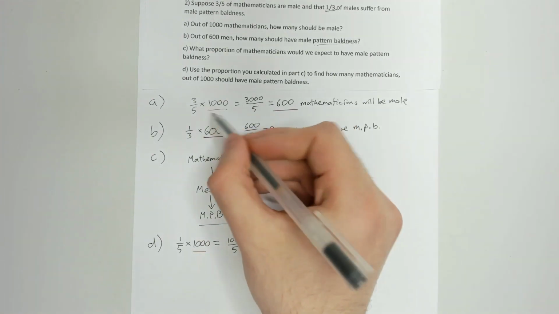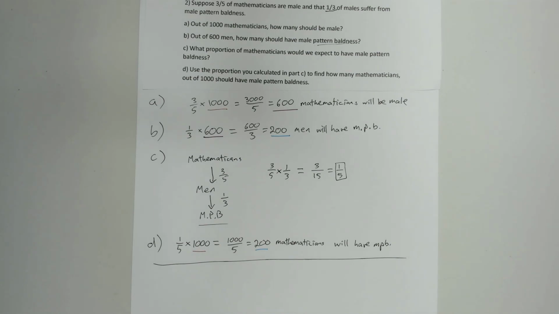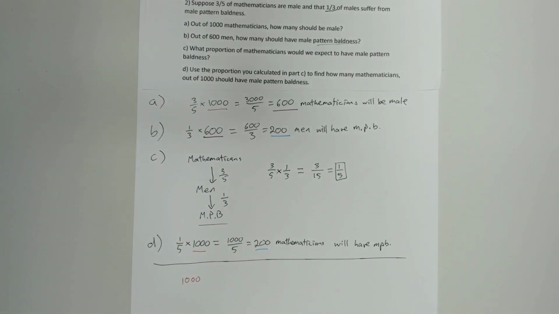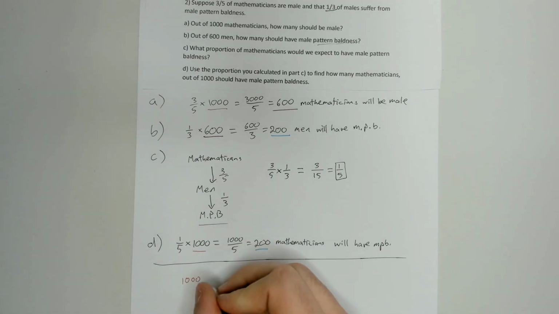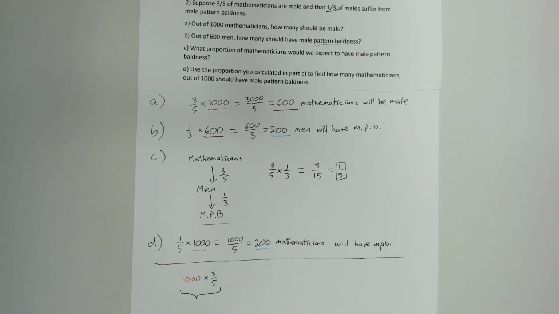If I start with 1,000, which is the 1,000 mathematicians, right? So if I start with my 1,000 mathematicians, and then I do what I did in part A, and I apply this proportion of 3/5, I know that that gives me 600, right? So that's basically saying 600 of those 1,000 mathematicians are male. All right, that was just part A.